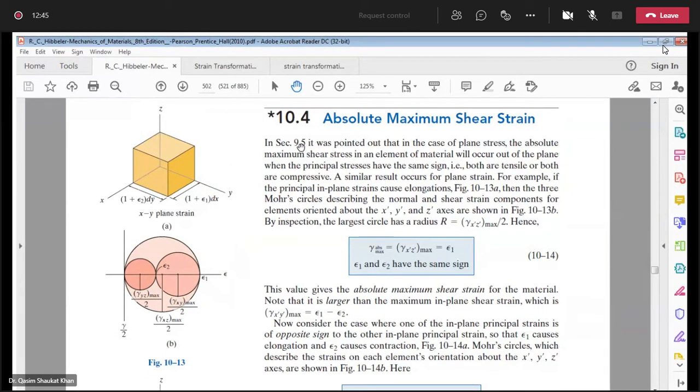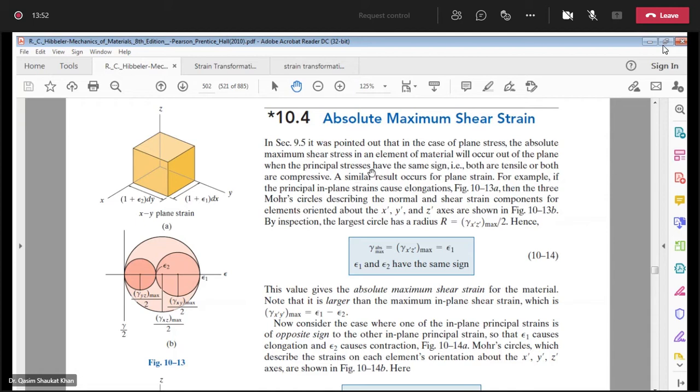In section 9.5, they are referring to your absolute maximum shear stress topic. It was pointed out that in case of plane stress, the absolute maximum shear stress in an element of a material will occur out of the plane when the principal stresses have the same sign. So if you recall in case 1 of the absolute maximum shear stress, when both your principal stresses were positive, means tensile stresses, in that case your absolute maximum shear stress and maximum in-plane shear stress were different. Absolute maximum shear stress was this one. If you just see this figure and instead of taking it as strain, you take it as stress, it's exactly the same. This was your absolute maximum shear stress and this was your maximum in-plane shear stress.